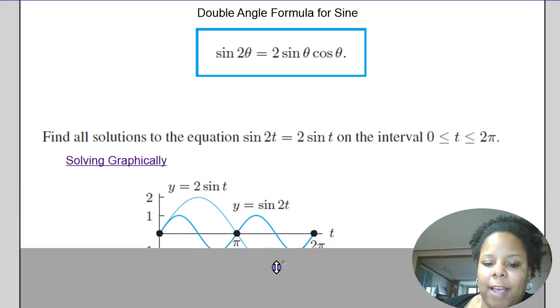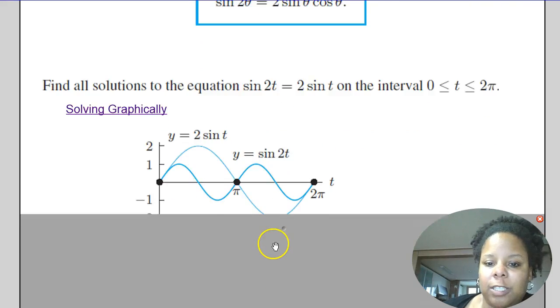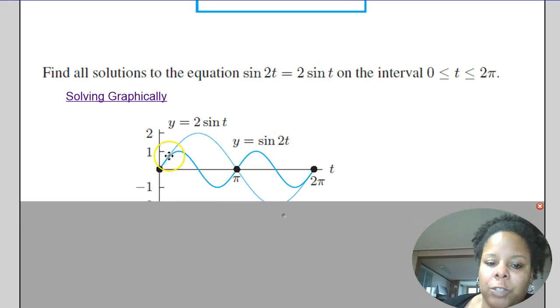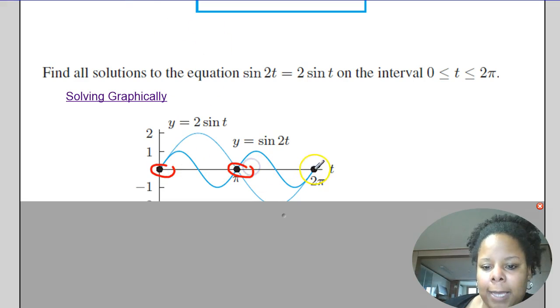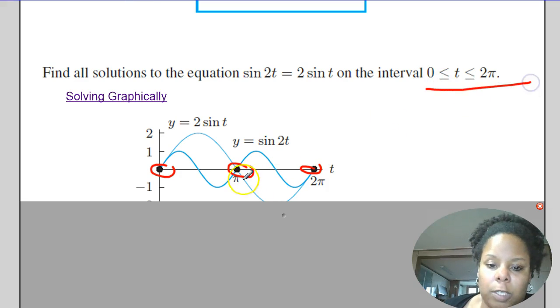So, find all the solutions of the equation for which they're equal. I can solve this graphically by graphing the two equations and trying to identify where they're equal. And as you can see here, they're equal in 3 places. They're equal at t equals 0, t equals pi, and t equals 2 pi on this interval.